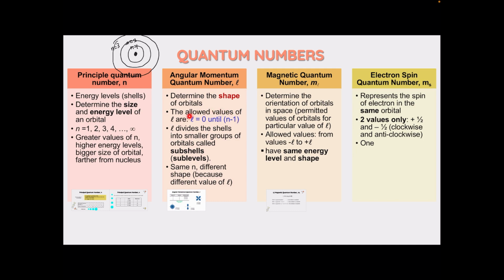L divides the shell or energy level into smaller groups of orbitals called subshells. By knowing the value of L, you will be able to identify how many subshells are in a principal quantum number. For example, in principal quantum number 2, which is n equals 2, you will be able to know how many subshells reside in principal quantum number 2. In the same principal quantum number or energy level, we can have different shapes of orbital. This is because the value of L will be different for the same value of n.